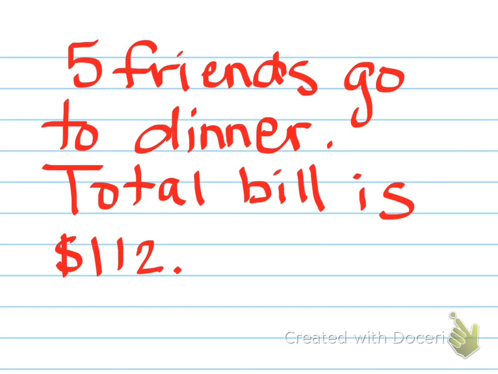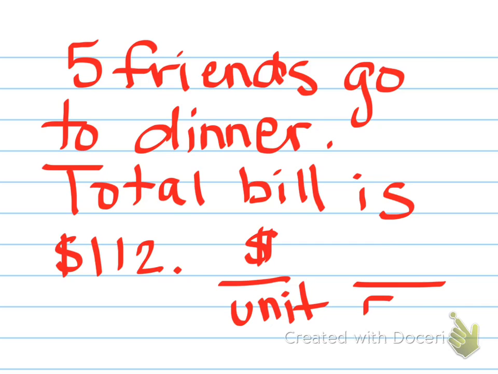We have 5 friends that go to dinner, and their total bill is $112. We want to figure out how much each friend should pay, so we figure out the price over the units. Okay, so we start with 5 friends. So 5 friends, our unit is each friend, and then the top is our money. And so now we take that $112 and we're going to divide it by 5 to make our unit rate.